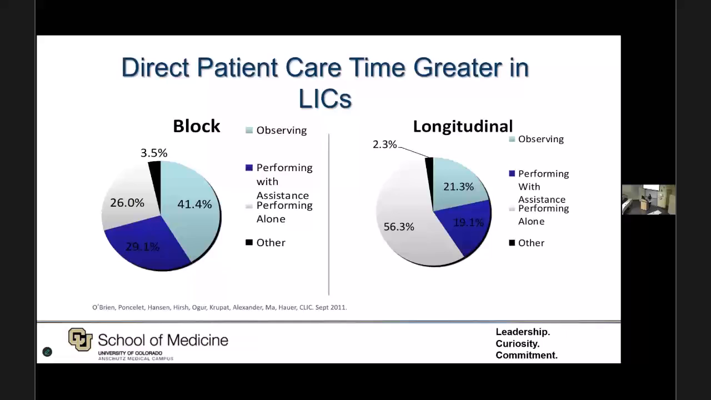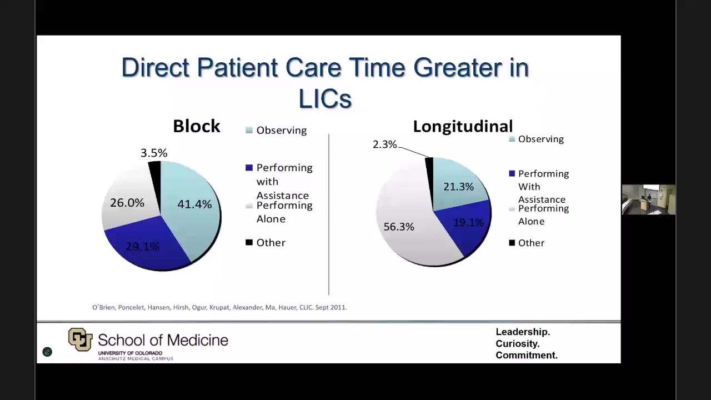This is a representation from an LIC outside the University of Colorado from some research that was done that informed some of our curriculum reform. But this is a graphic that shows how students who are in longitudinal curricula spend less time just observing and more time doing. And so on the left, we have block model students. On the right, we have longitudinal students, and the aqua color is time observing. You can see much less likely to be just observing. And then the dark blue and the white are assisting with performing with assistance or performing alone.